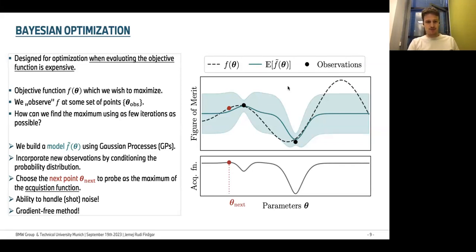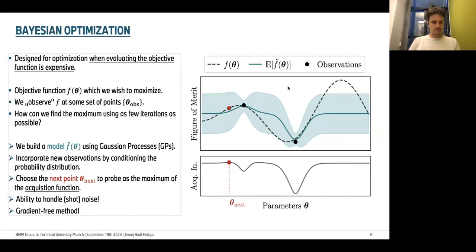At this point, it's nice to mention that this has been used, and is being used, extensively in machine learning, for example for hyperparameter optimization, where each function evaluation, quote unquote, corresponds to training a whole neural network, which is obviously a very time-consuming task that you would like to do as few times as possible.